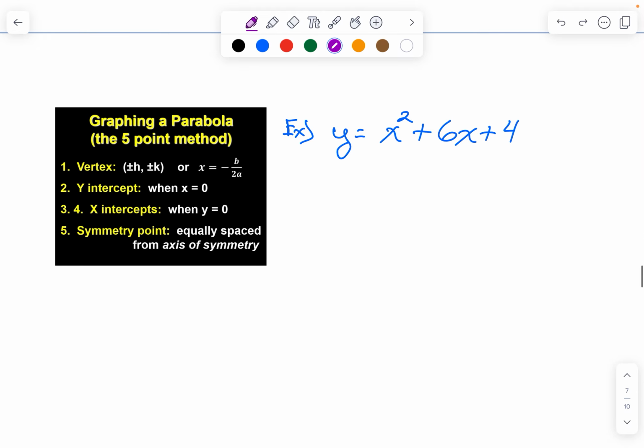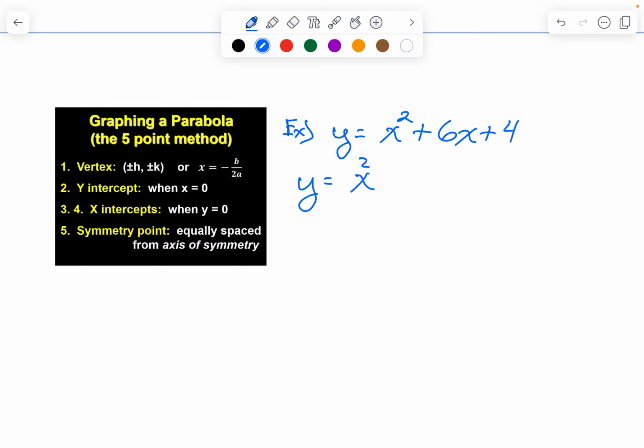It was the last equation that was in that preview screen. So let's actually use the 5-point method on x squared plus 6x plus 4. Now, if I want to get the vertex, I could rewrite this problem in, of course, vertex form. And rewriting in vertex form would be a matter of completing the square.